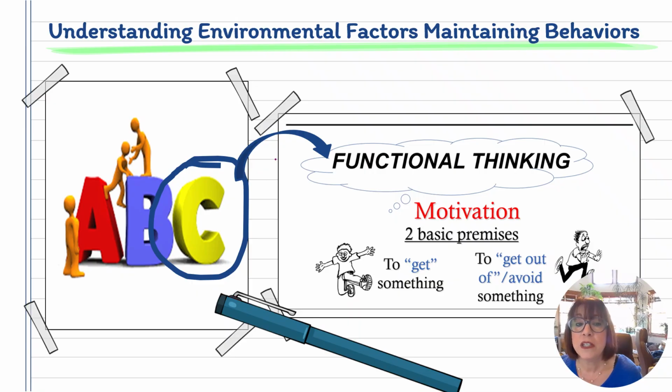This slide illustrates the critical part about consequences. When the consequence serves a function, the behavior keeps being repeated. The function could be to get something, or it can be to avoid something.